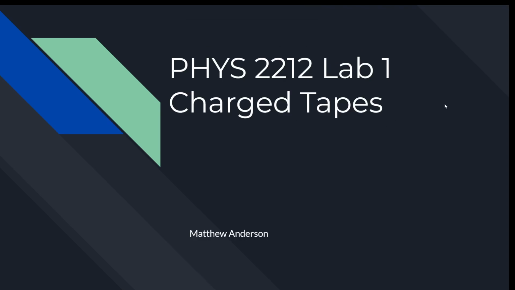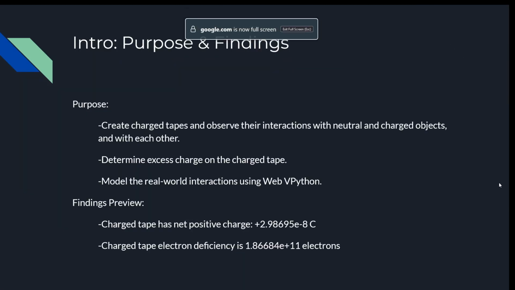Hello, my name is Matthew Anderson, and this is my Lab 1 for Physics 2, charge tapes. So the purpose of this lab was to create charge tapes and observe their interactions with neutral and charged objects and with each other, to determine the excess charge on the charged tape, and to model the real-world interactions using Python. And for a preview, the charge tape had a net positive charge and therefore had an electron deficiency.